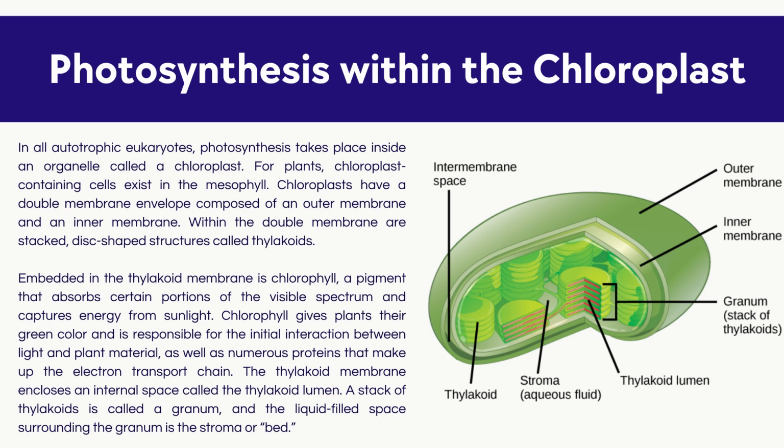The stroma, a fluid-filled space, envelopes the thylakoids. It's in the stroma where the second phase of photosynthesis takes place. Embedded in the thylakoid membrane is chlorophyll, a pigment that absorbs certain portions of the visible spectrum and captures light energy in the first step of photosynthesis.